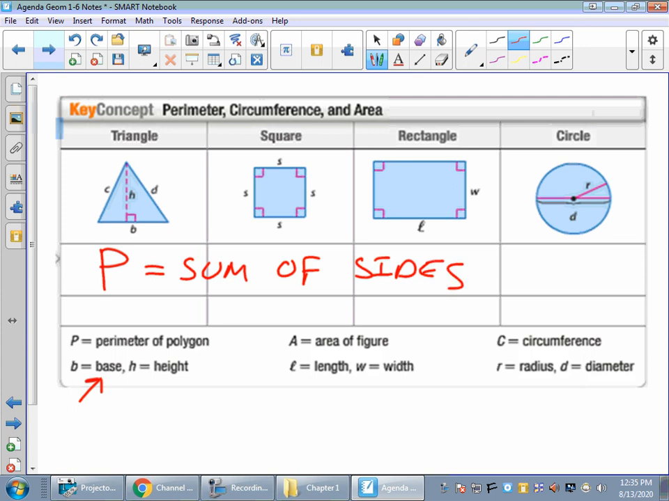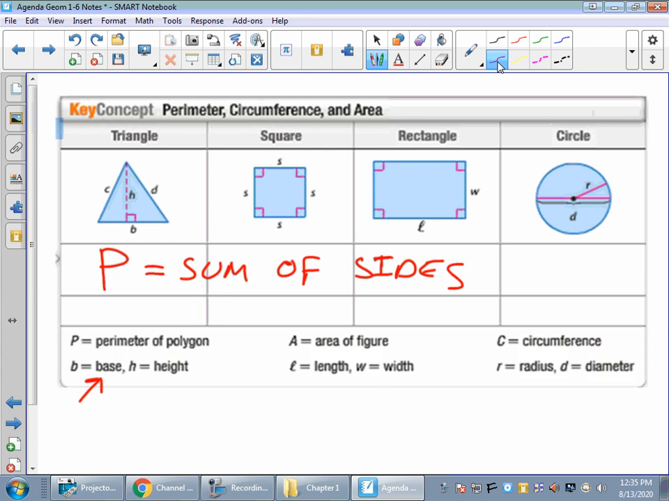So the triangle has 3 sides. You would add all those up to get your perimeter. The square and the rectangle both have 4, so you would just add up all their outside edges to get that. Okay. Another way, when we talk perimeter, like with a circle, would be circumference.